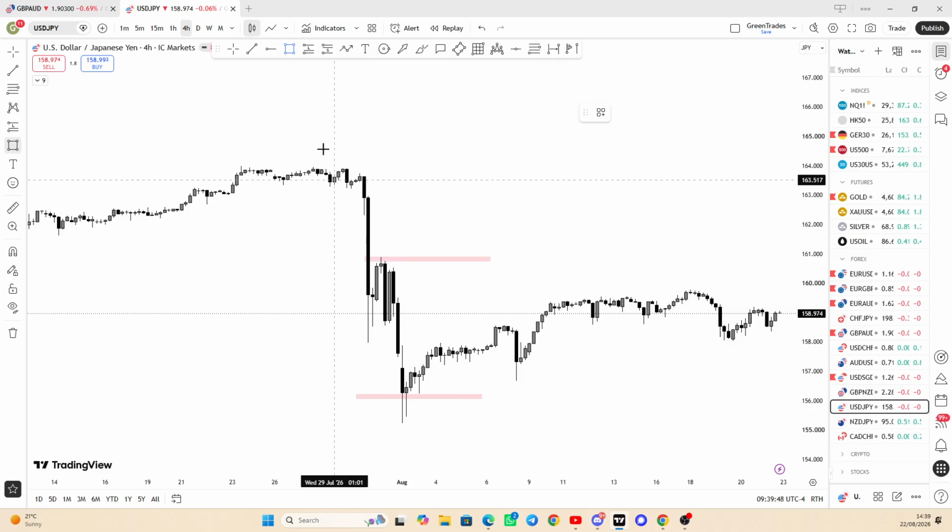And then let's mark up our key levels. Remember what we said in that video. So you mark up your key levels. So this is your lower low. Sorry about that. This is your lower low.